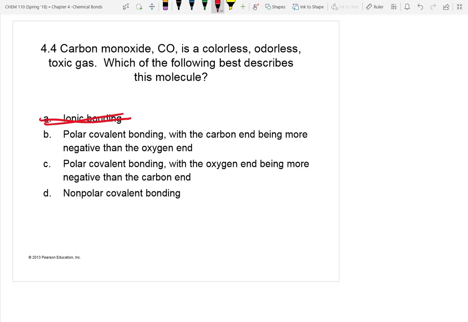Next one's looking at polar versus nonpolar. So what I would like to do is try to draw the Lewis structure for this one. So carbon monoxide, we know we have 1 carbon, 1 oxygen. The carbon has 4 valence electrons. Oxygen has 6. This is a tough one for the Lewis structure. And I'm going to pair this one up. And I'm going to pair this one up. However, if you look at the carbon, it still has 2 unpaired electrons.